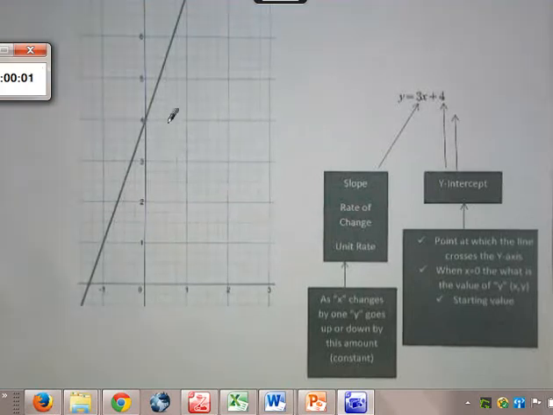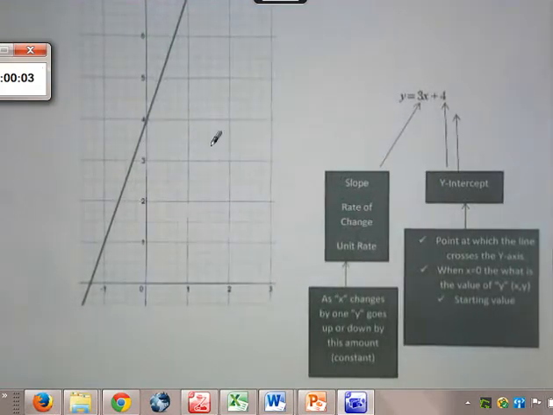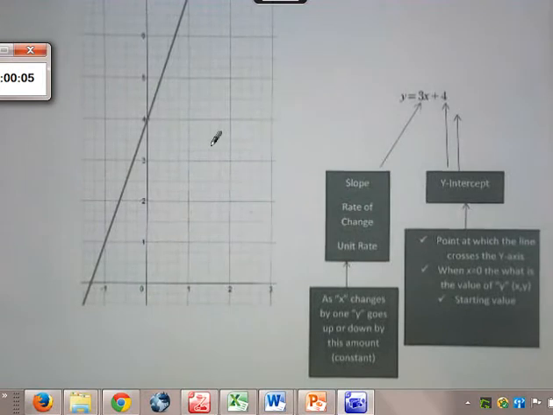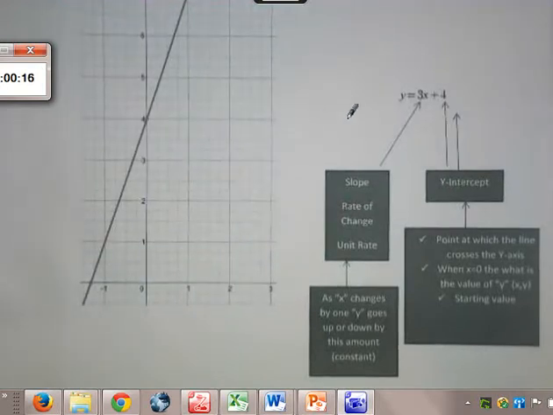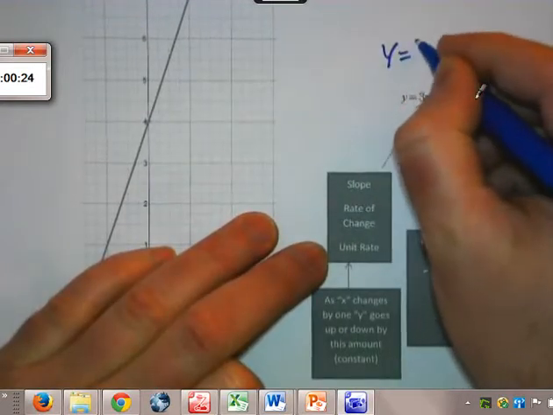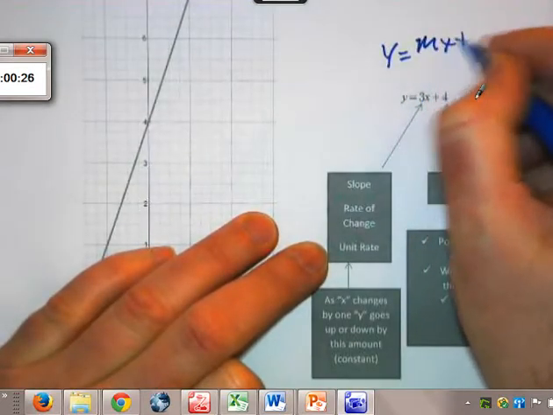All right, guys, today we're going to do a short review about slope and linear relationships and how to identify the slope, how to identify the y-intercept, and then how to write your equation. So we're going to start very simply with this equation, y equals 3x plus 4, which follows our format of y equals mx plus b.